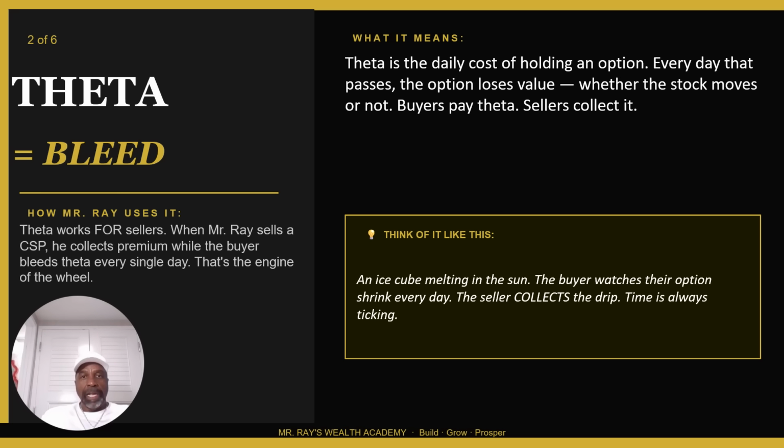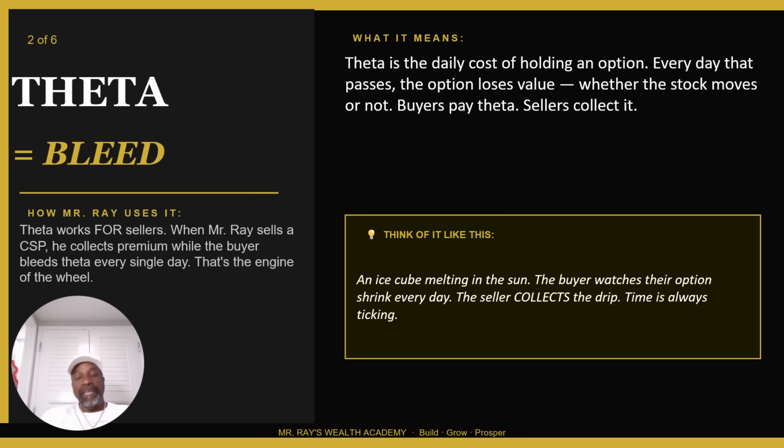Option sellers, we love the theta, baby, because the theta is the daily cost of holding an option if you're a buyer. Every day this passes, that option is going to lose some value, okay? Whether the stock moves or not, the buyers pay theta, sellers collect it, okay?